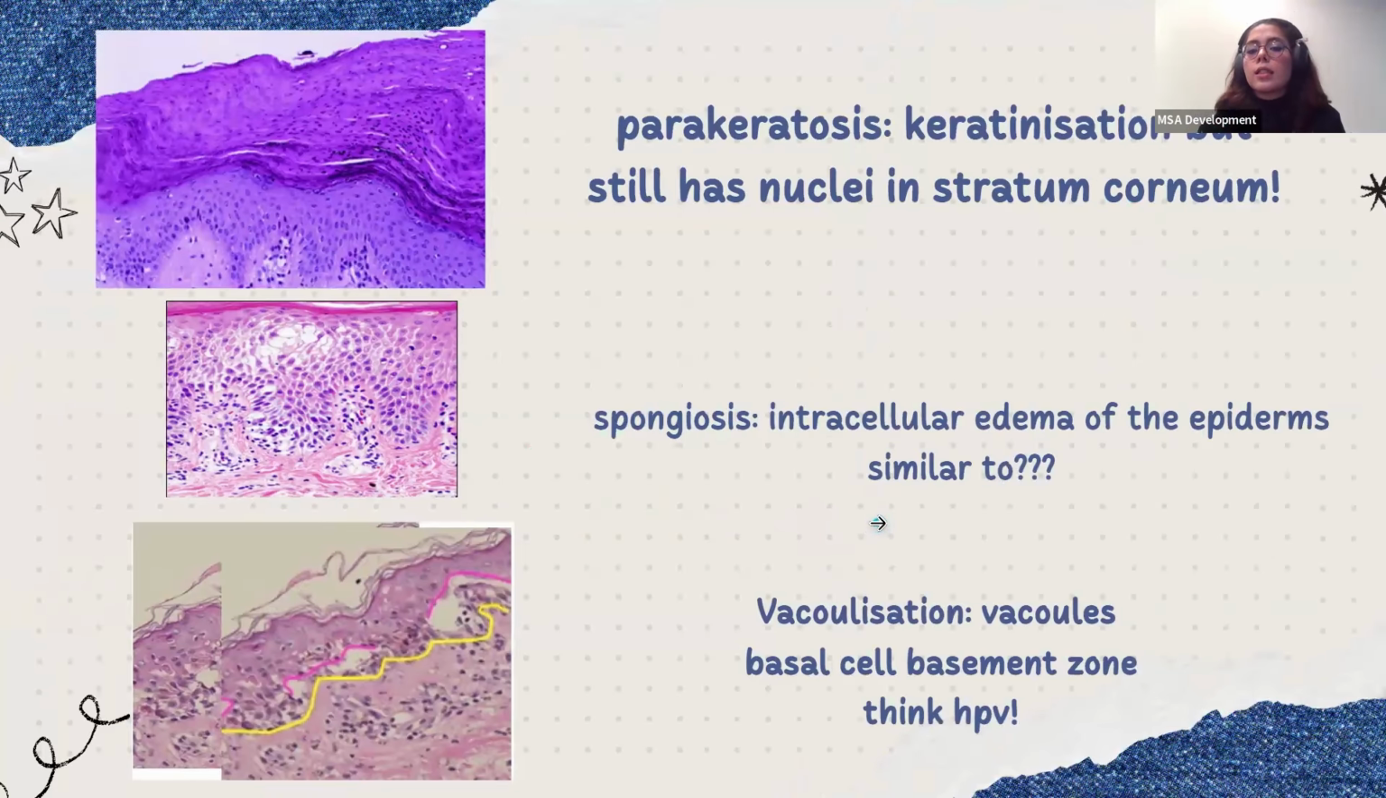Spongiosis is the intercellular edema of the epidermis, and it's similar to swelling of the keratinocytes, which is... what was it?